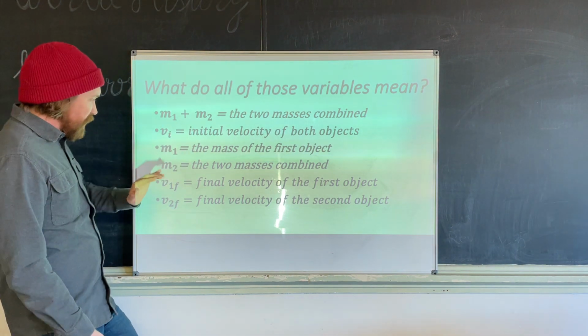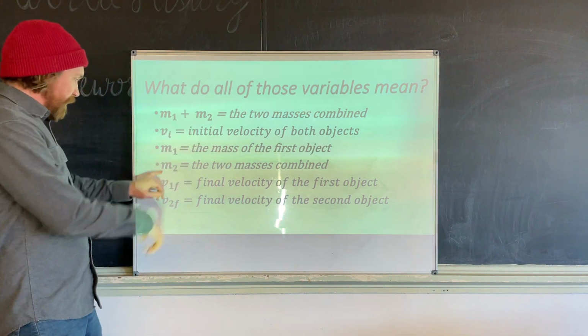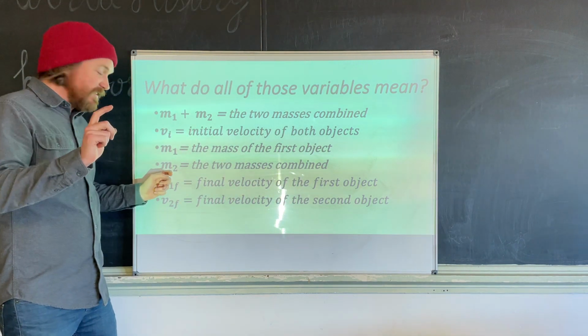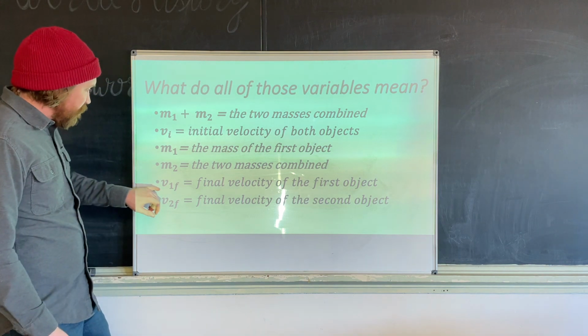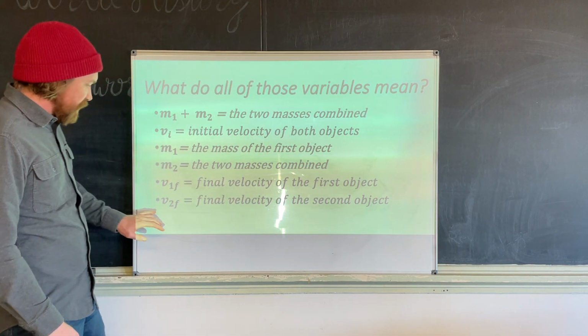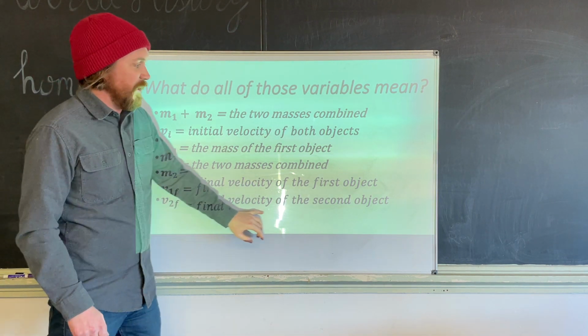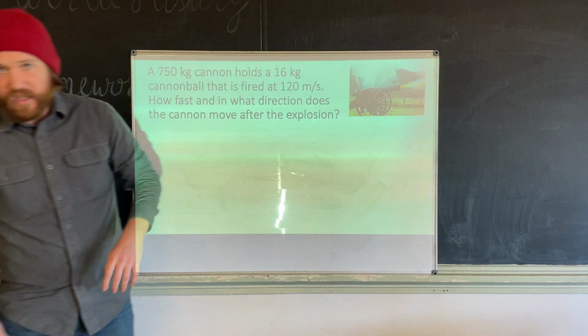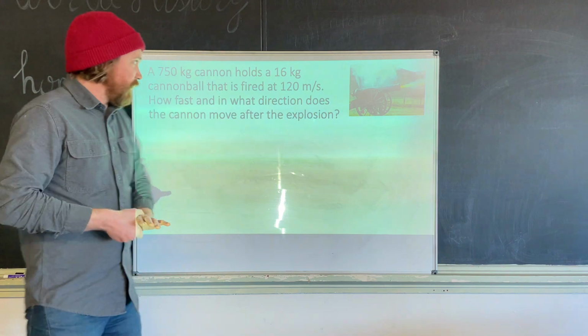M1 is the mass of the first object. M2, the mass of the two, there, that's where I made a mistake. M2 is the mass of the second object. I will fix this before I post it for you guys. V1F is the final velocity of the first object, and V2F is the final velocity of the second object. So let's jump in and do a couple practice problems, all right?